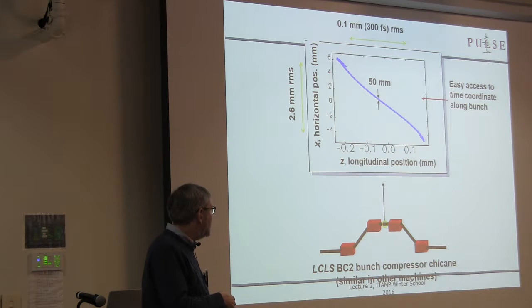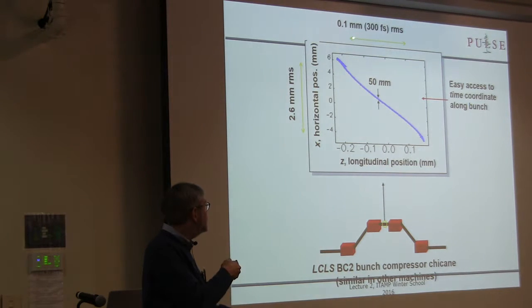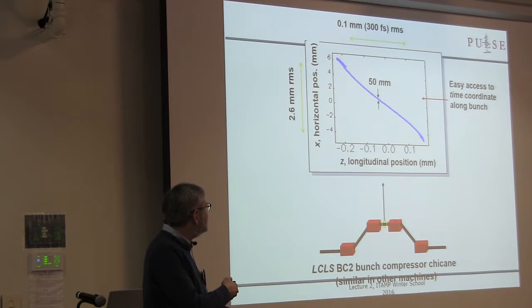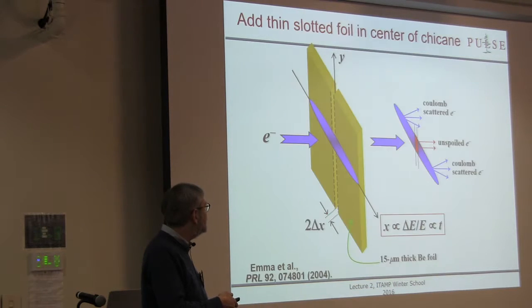So a pulse shaper is just a compressor where halfway through, it's a one-to-one compressor where you've arranged to have no net compression, but halfway through, you have basically your spectrum spread out transversely, and you can put in a filter there to get some colors to pass and others to be delayed and whatever you want. Well, same thing happens with the electron bunch here. So we get this nice chirp in the middle of the bunch compressor, and this gives us easy access to the time coordinate along the bunch, and we can use that.